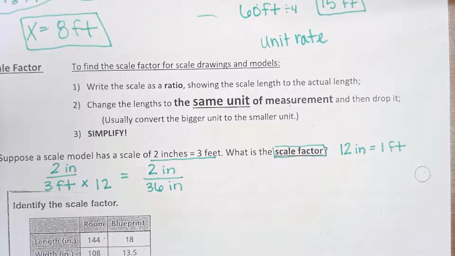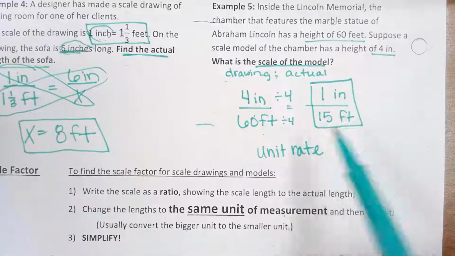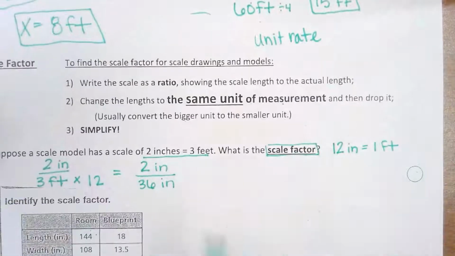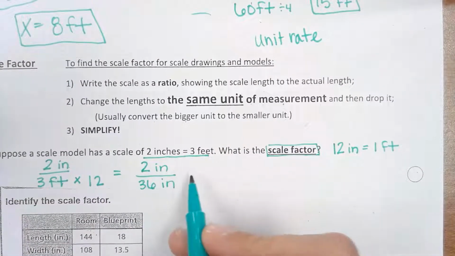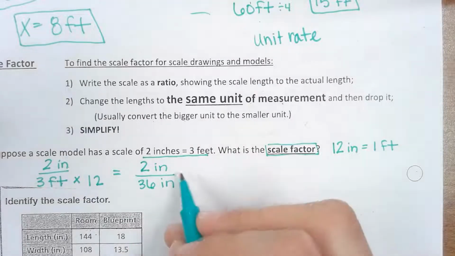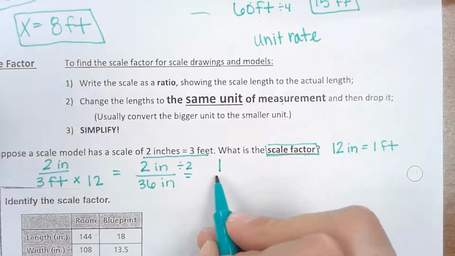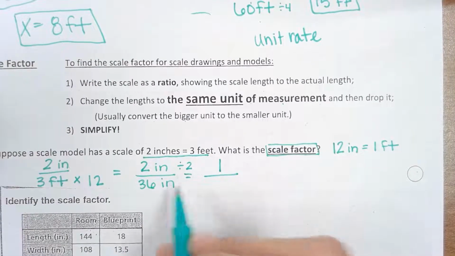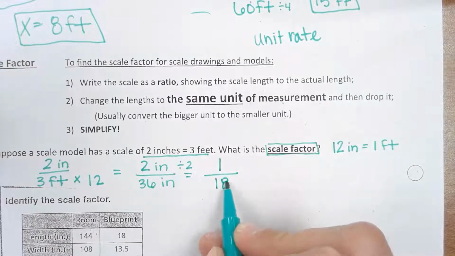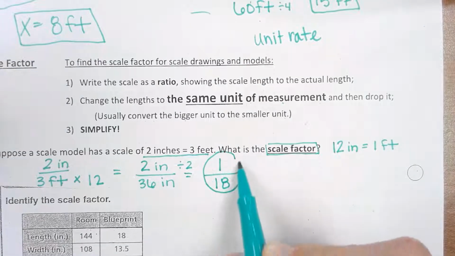Okay, and then scale factor, you want it to be 1 in the numerator, just like we had up here, so 1 over something. So remember, to do that, all that you have to do is divide. So take numerator divided by denominator. So 2 divided by 2 is going to give me 1, which is what we wanted. And then 36 divided by 2 is going to give me 18. So our scale factor is 1/18.